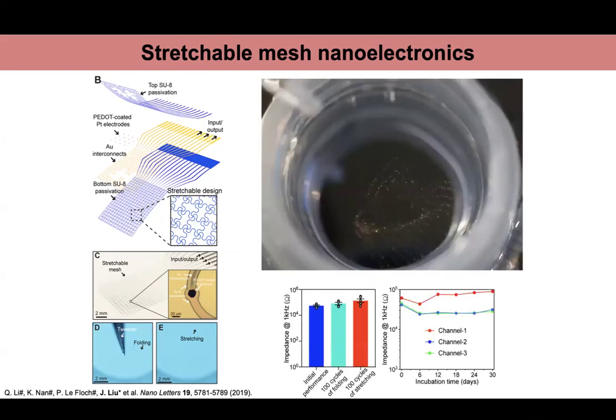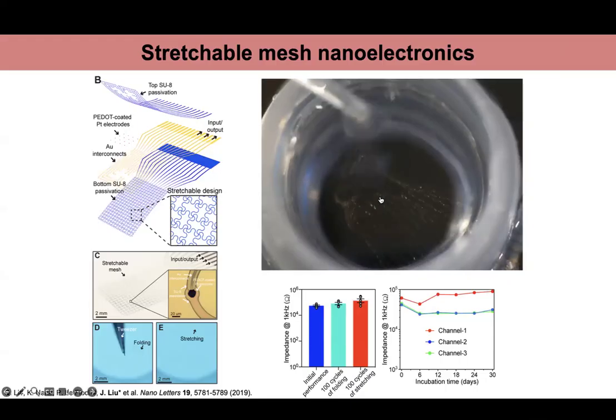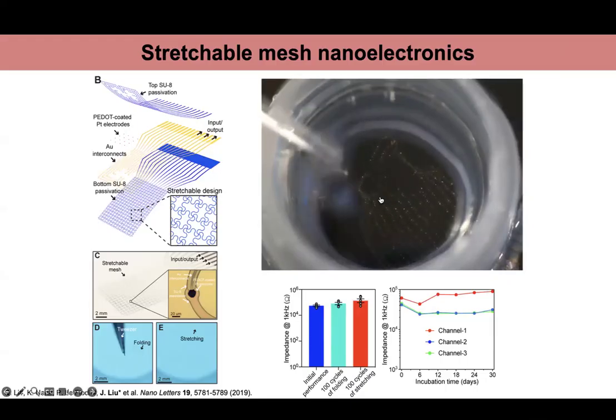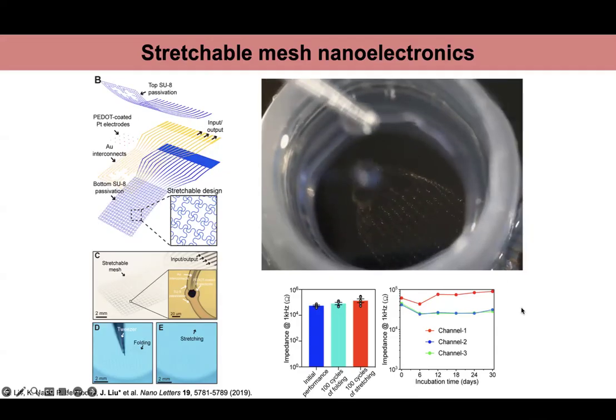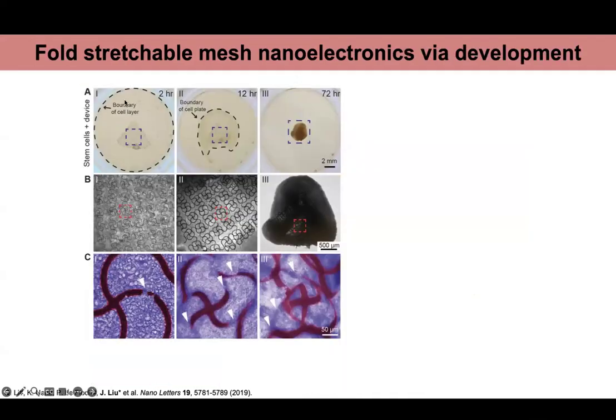You can see how stretchable they are. This is a stretchable mesh electronics that is released in the water, so that even the floating of the water can easily stretch them. And then we can integrate them with the 2D stem cell sheet. Due to the cell-cell interaction, the stem cells shrink into a thicker cell plate. Actually, this process also helps us to further package the electronics into a much higher density structure.